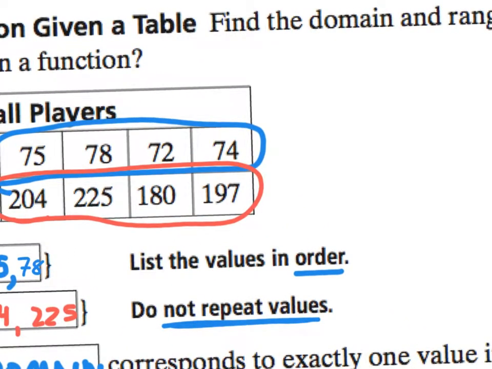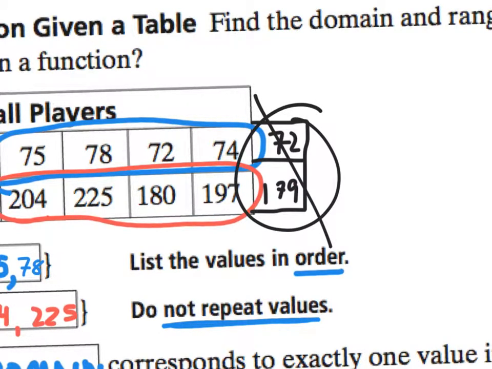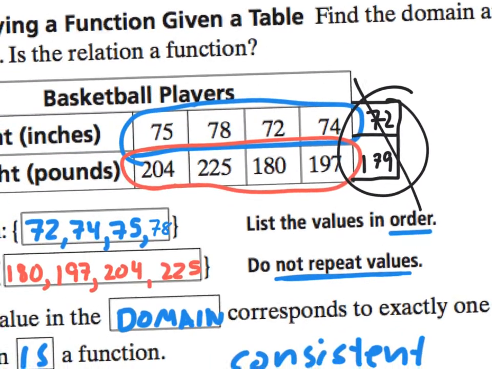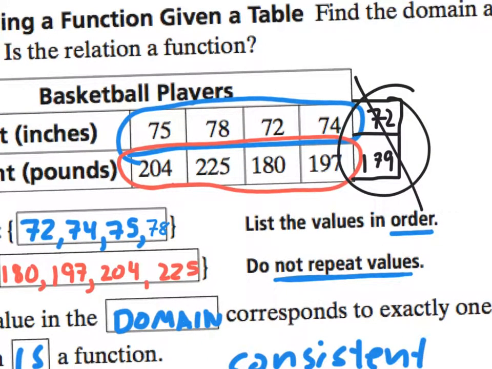Notice if I wanted to mess it up a little bit here, you do not have to write this. But let's just say there was another guy who also was 72, that's 6 feet tall. However, he weighed 179 pounds. With that given information, we would say, no, it's not a function. Because 72 gives me 180, and here 72 gives me 179. So this information would make it not a function. But with the original data, it is a function. It's consistent. Everything I put in will always consistently give me the same output.